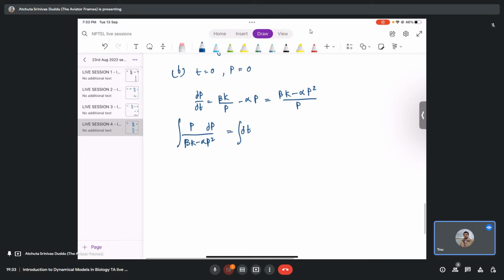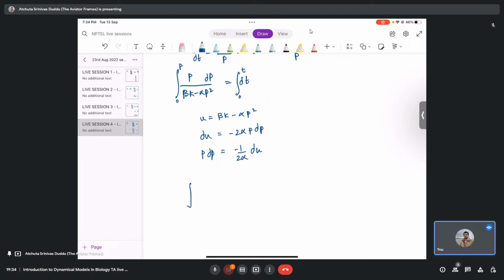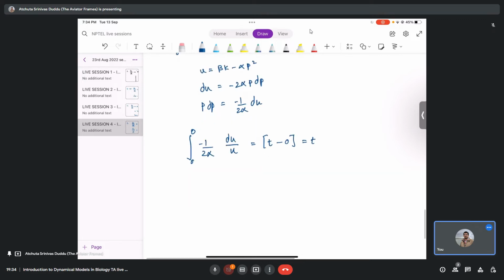At t equal to 0, P is 0, so the integral goes from 0 to a certain P, and from 0 to T. To solve this integral, we use the substitution method. We take u equal to beta k minus alpha P squared. So du would be equal to minus 2 alpha P dP, which implies P dP would be equal to minus 1 by 2 alpha du. Substituting these, we have the integral of minus 1 by 2 alpha du by u equal to t minus 0, which is t. We'll come back to the limits once we write u in terms of P, so that we don't need to worry about the u limits.